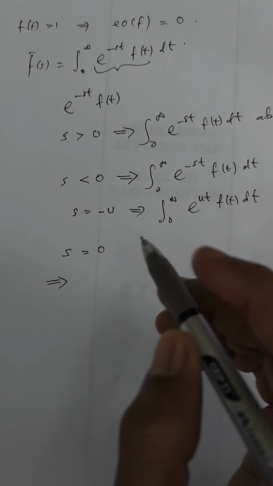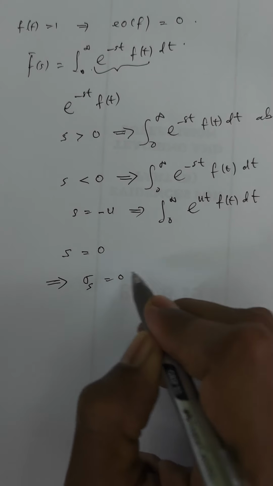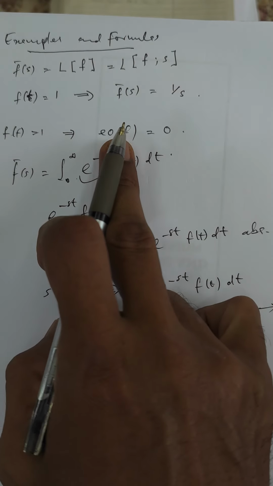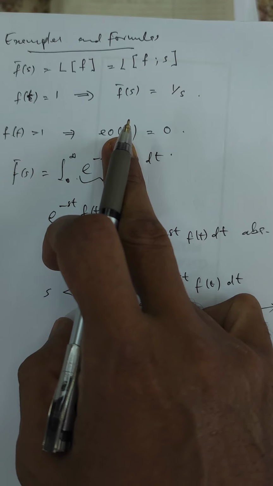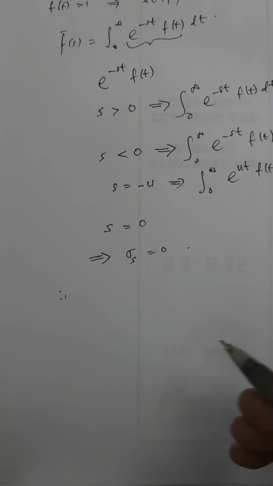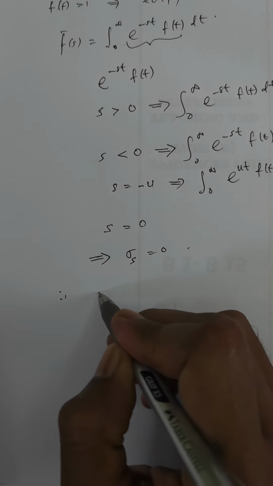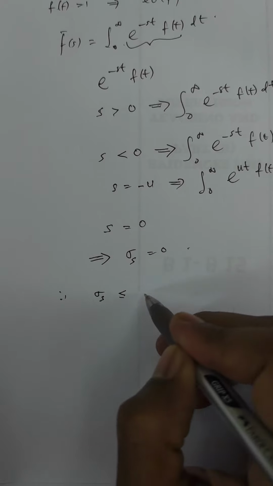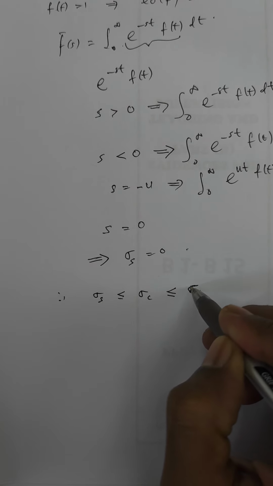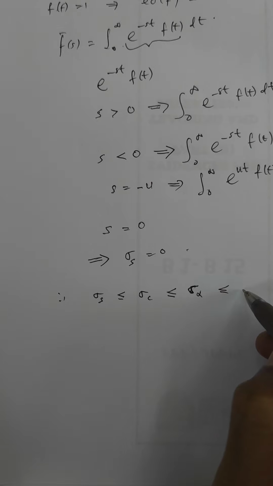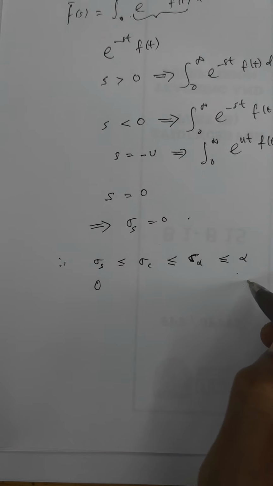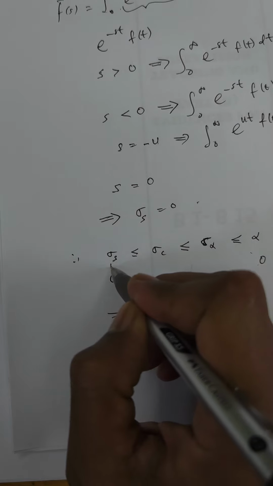So in this case we have sigma s equal to 0, and for the order of convergence, the exponential order, this is our alpha. So using the inequality that we have presented earlier, we have sigma s less than sigma c less than sigma alpha and less than alpha. And since sigma s is 0 and alpha is 0, this is 0.